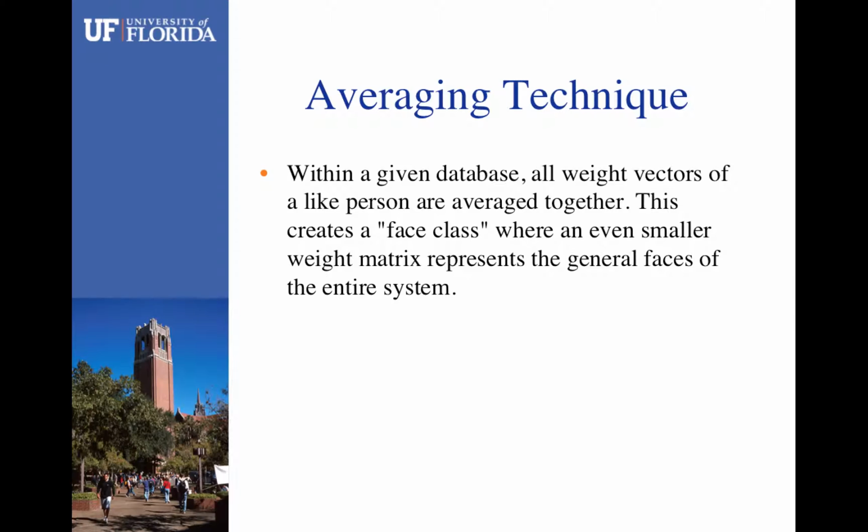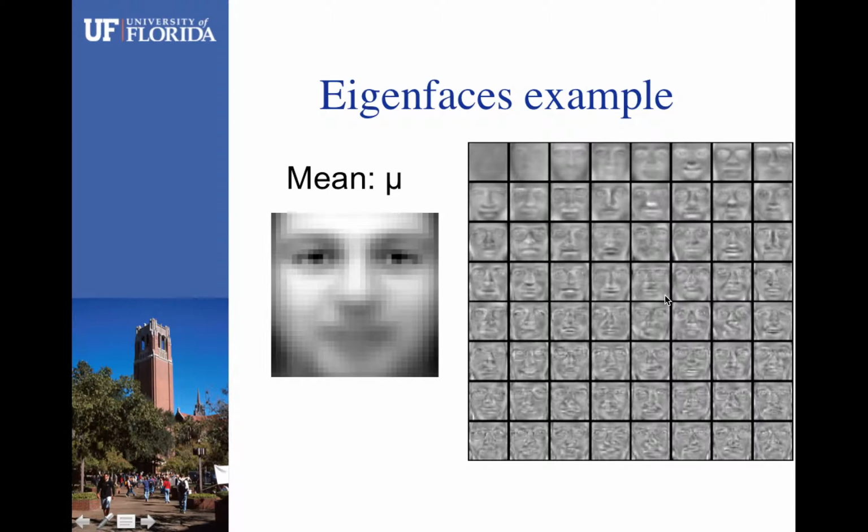Next, let's talk about the averaging technique. Within a given database, all weight vectors of a like person are averaged together. This creates a face class, where an even smaller weight matrix represents the general face of the entire system. This technique also reduces the computation time. And this is an example of the average image.